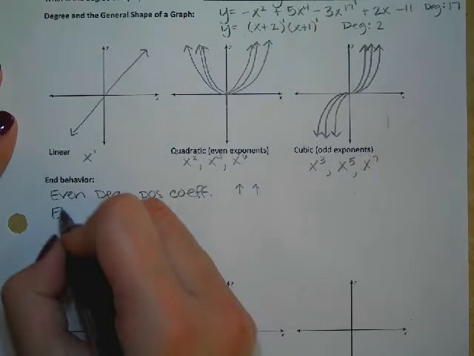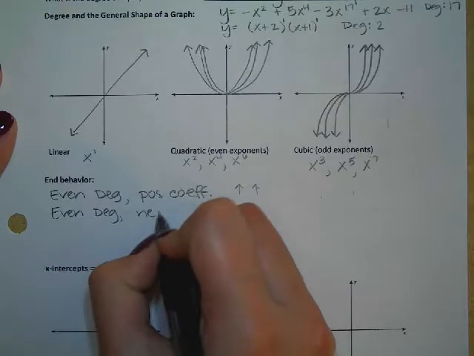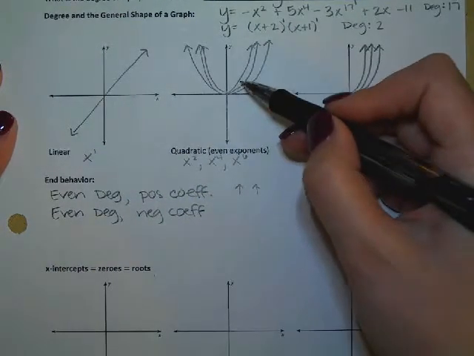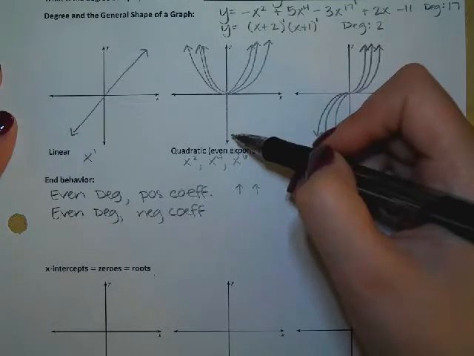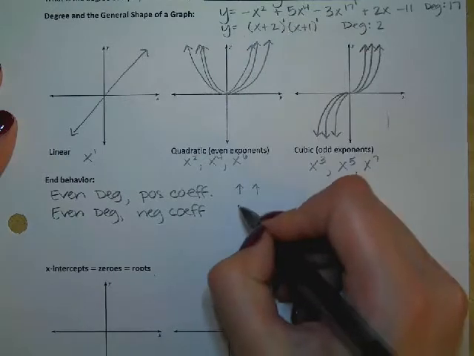If you have an even degree with a negative coefficient, that would take this graph and flip it upside down. And so what way would your arrows go? Down, down.